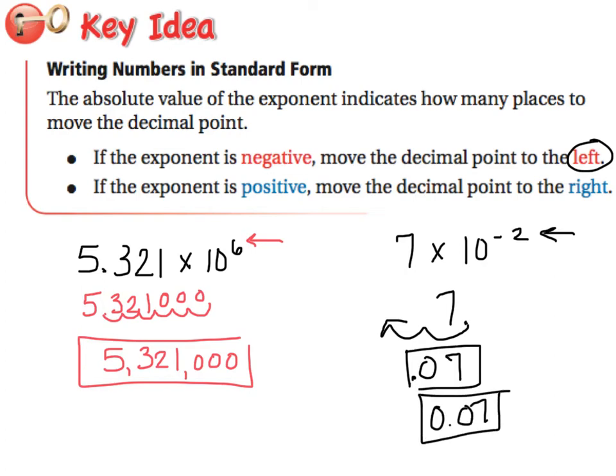0.07. Now, I'm hoping you remember from negative exponents that when you're multiplying by 10 to the negative 2, that's really taking 7 and multiplying it by 1 over 100. So basically, all you're doing is dividing by 10 twice, or you're taking 7 divided by 100. And that would be 7/100ths, which also gives you 0.07.